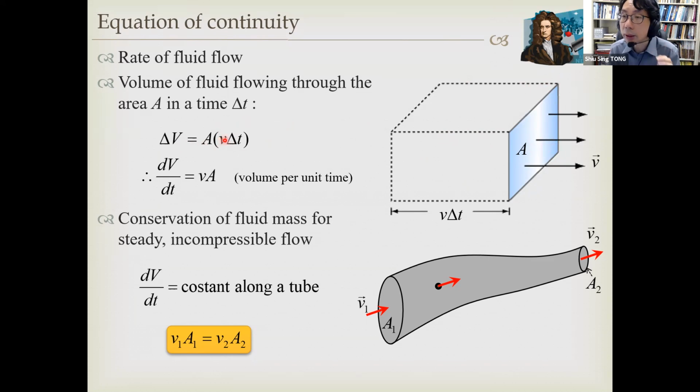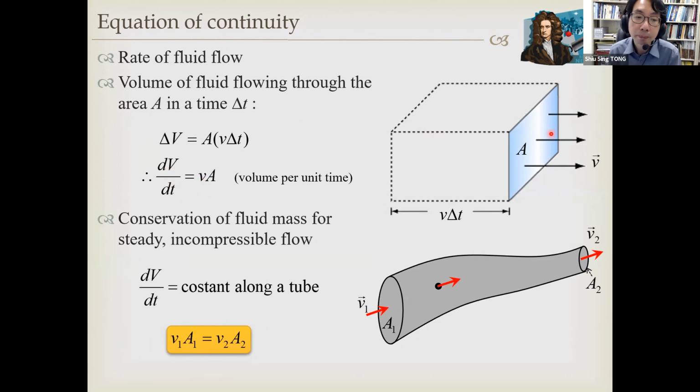I divide the equation by delta t, and I get dV/dt. That is the rate of volume passing through the area. And I find it equal to vA, the velocity multiplied by the cross-sectional area. If I multiply the velocity by the area, I get the rate of volume of liquid passing through the area.